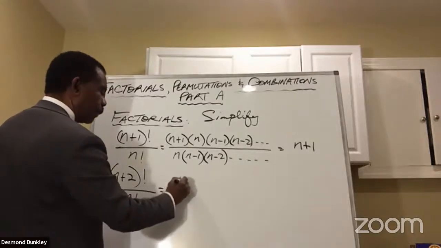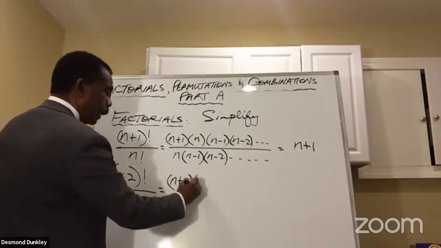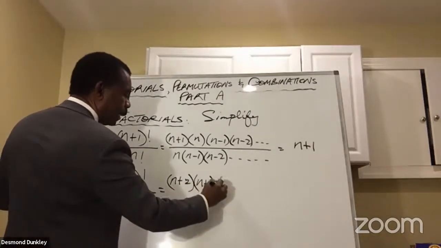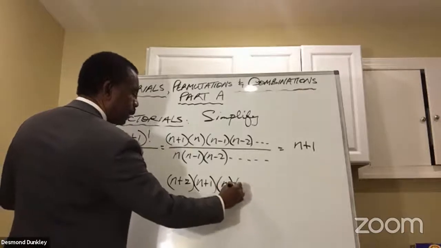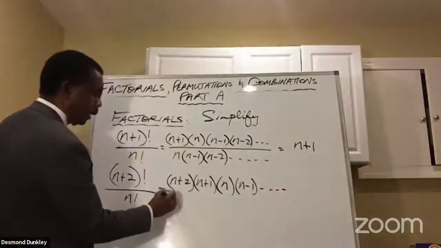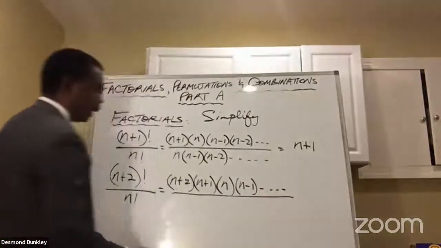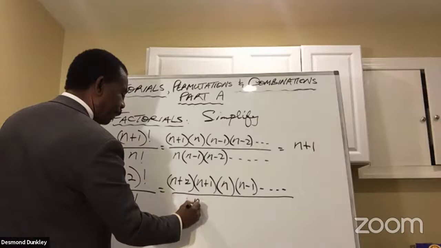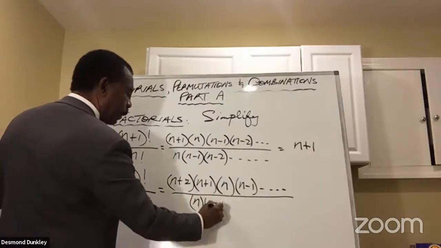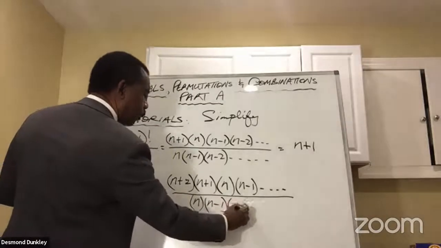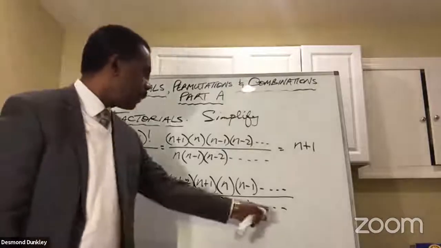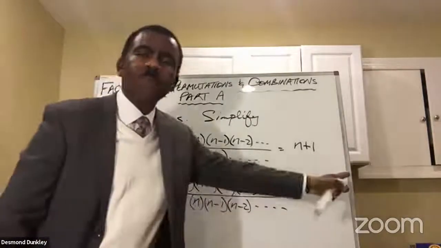It starts with n plus 2, then n plus 1. Notice you subtract 1, you get n plus 1. Then the next one is n. The next one is n minus 1. All the way down to 1. And then for the bottom, we have n factorial. It's going to be n times n minus 1 times n minus 2. This cancels everything from here to the right.